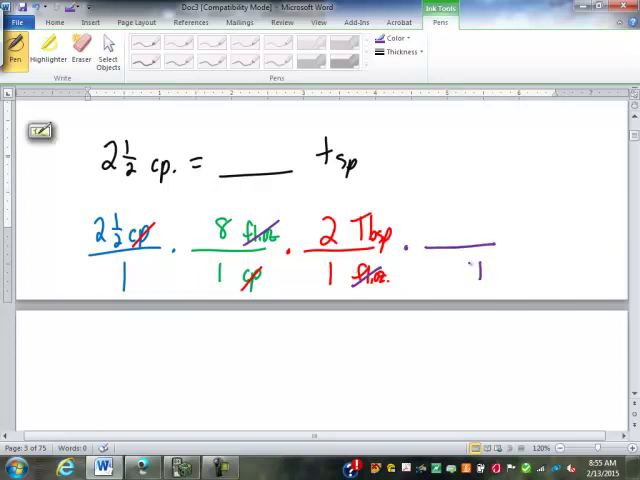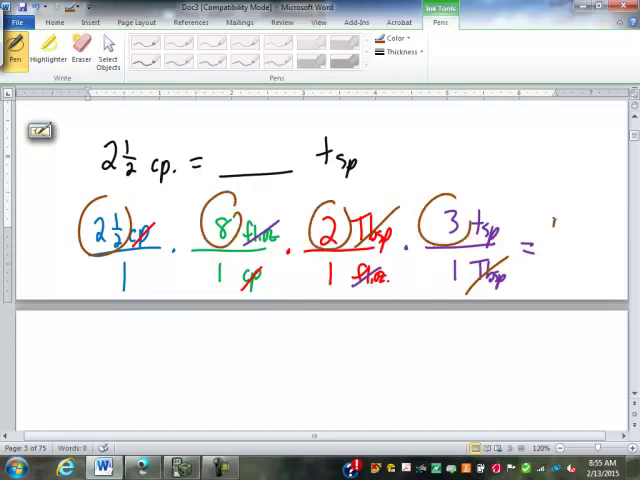Now I want to get rid of tablespoons. I'm going to put tablespoons on bottom, and now I can get to teaspoons. 1 tablespoon is 3 teaspoons. Good. So now I cancel out the tablespoons. I'll be left with teaspoons, and I'm going to multiply across the top. 2½ times 8 is 20, times 2 is 40, times 3 is 120 teaspoons. 1 times 1 times 1 times 1 is 1. So it's 120 teaspoons.